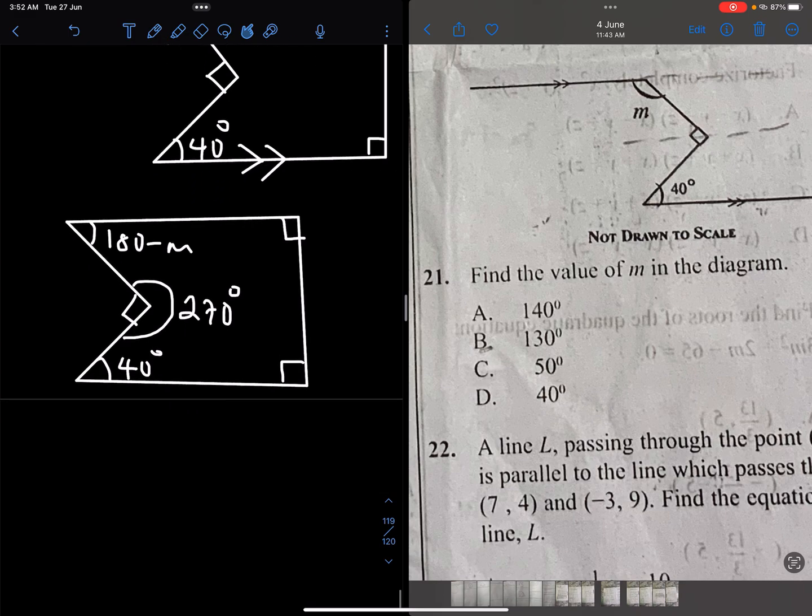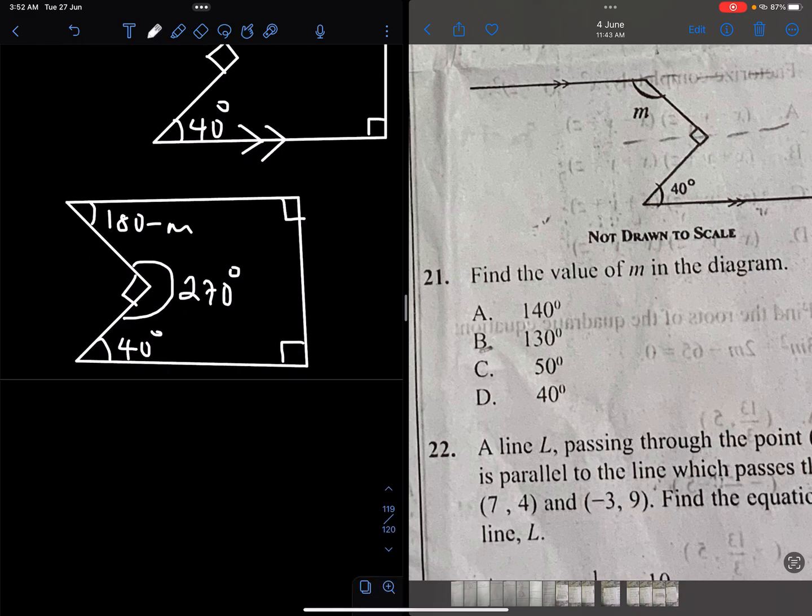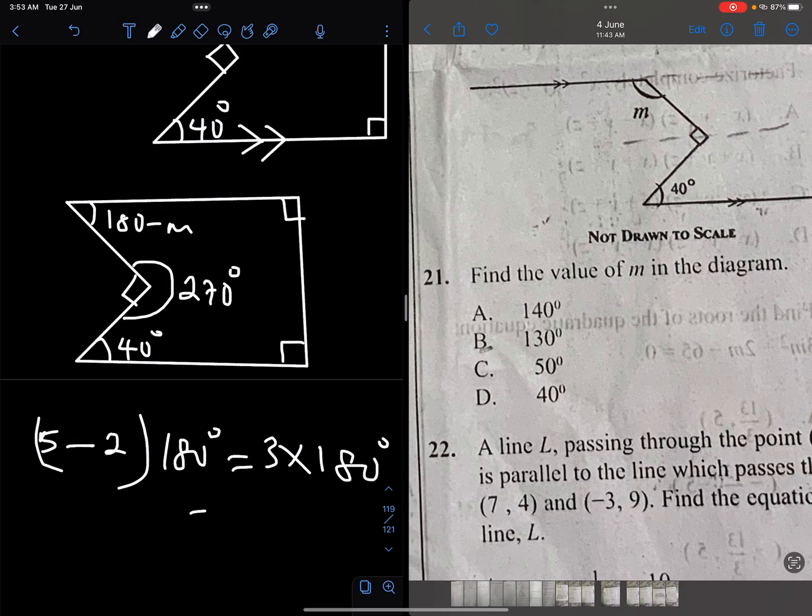So how do we now find M? We can see that this shape is a pentagon because it has 5 sides, and the sum of angles in a pentagon is 540. How did you get that? The sum of angles in any polygon is n minus 2 times 180 degrees. This one is a 5-sided polygon, so the sum of angles inside it is 5 minus 2 times 180, which is 3 times 180 degrees, and that's 540 degrees.